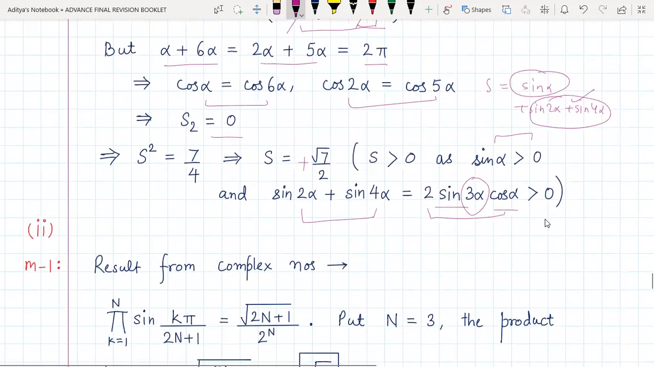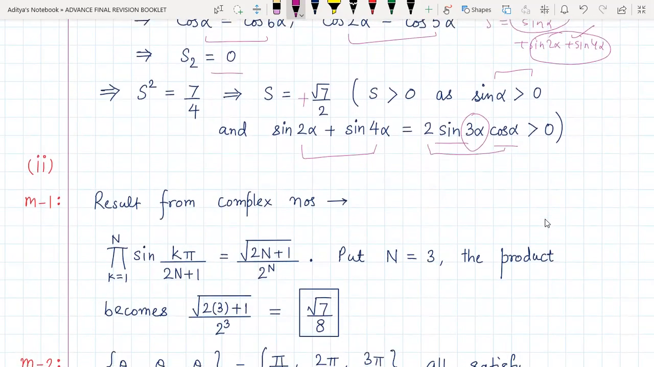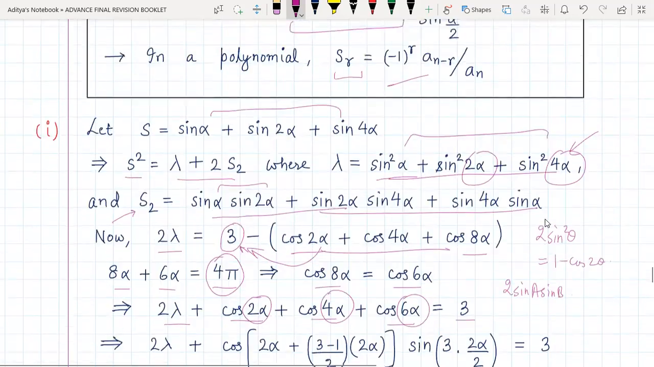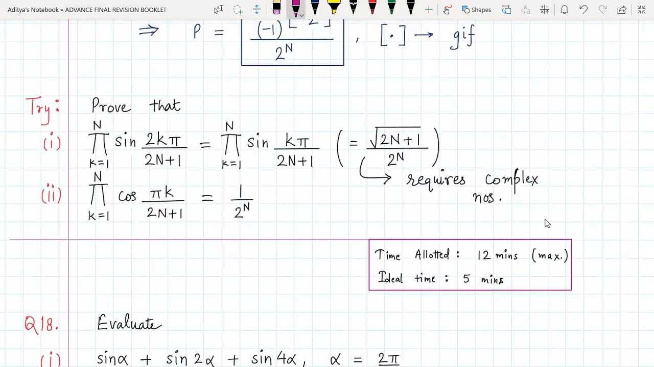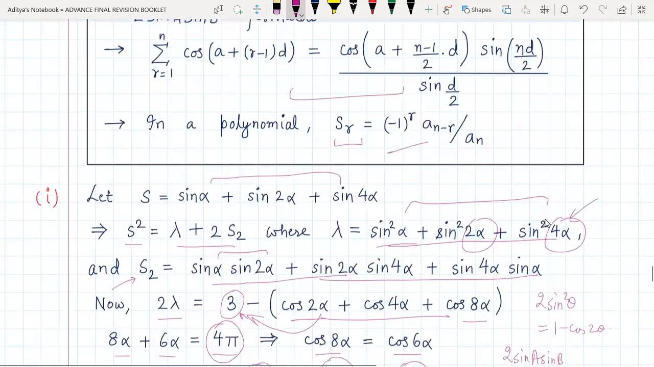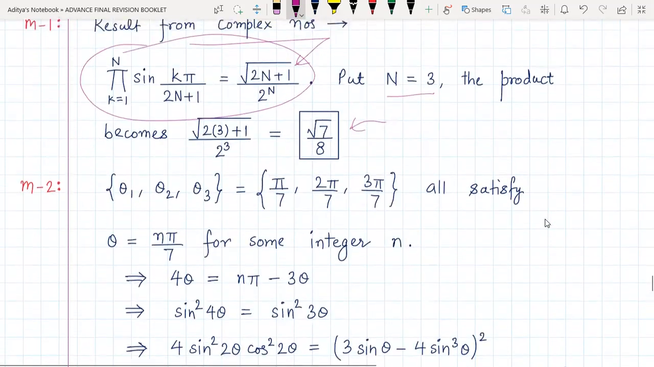Now let us discuss the second part of the question. So there are two methods. The very first method is using a direct result from complex numbers, which is this one. So if you just put n equal to 3, you will indeed find that the LHS becomes the required product, and we actually get the value of the product from this RHS as root 7 by 8. This result we had also seen earlier in the previous question, question number 17, whereby I had told you that this actually requires complex numbers to prove, and if you remember this result, it can be directly solved. Now what is another way in case you don't remember?